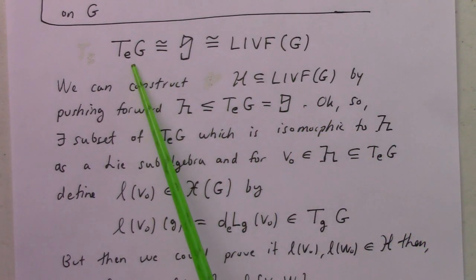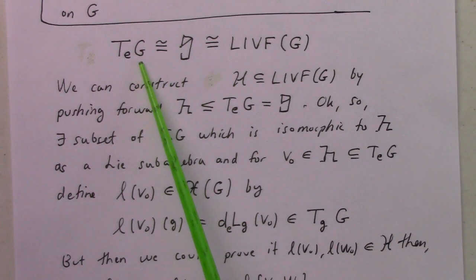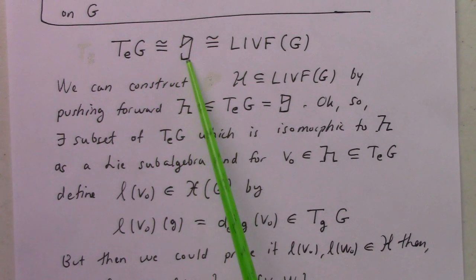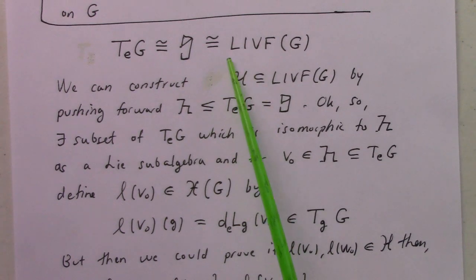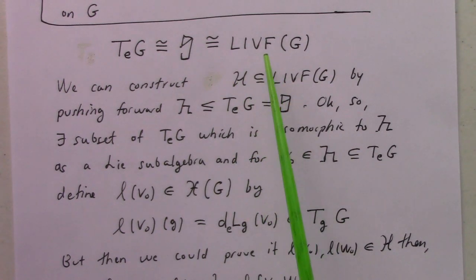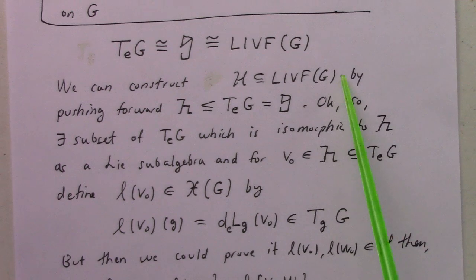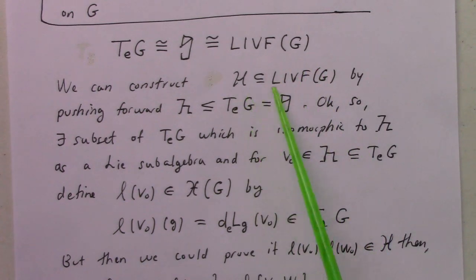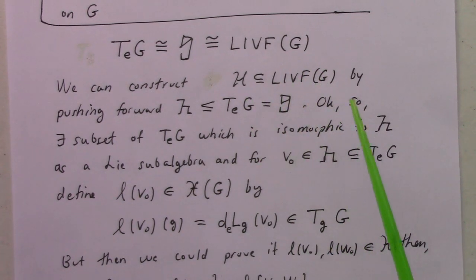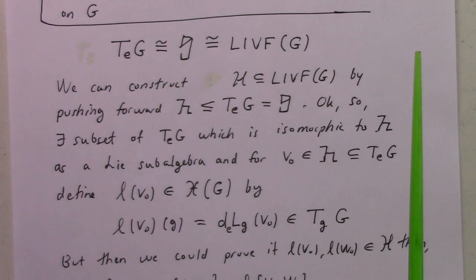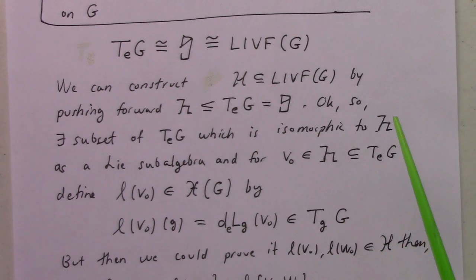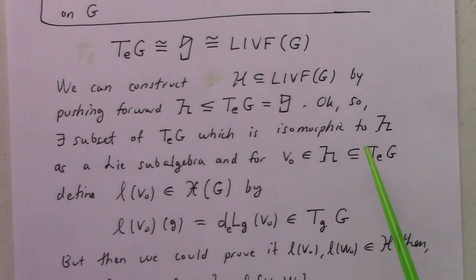So the tangent space at the identity of G is isomorphic, of course, to the Lie algebra of G, which is also isomorphic to the left invariant vector fields on G, as we discussed. Basically, the idea is I can construct a subalgebra of the left invariant vector fields on G, and as such, that will serve as the desired involutive distribution.